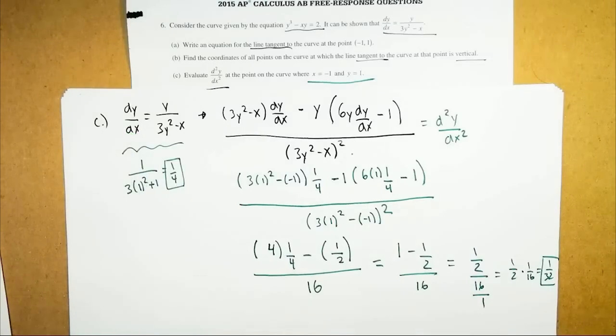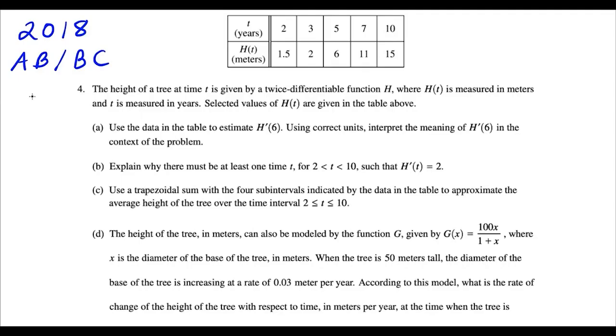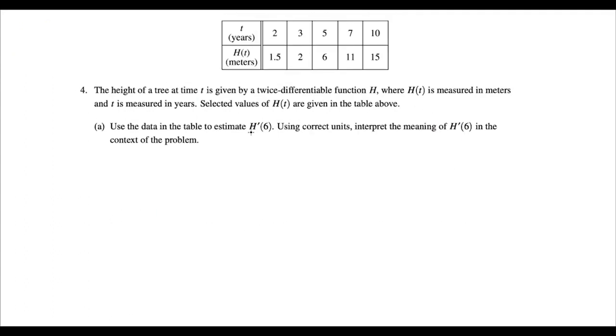Good luck. What's up? I'm Vin, and today I want to go through the 2018 Calc AB/BC free response question number 4. So let's get started. For part A, we have to do two things. We're going to estimate h prime of 6, and then we're going to interpret the meaning of this in the context of the problem.